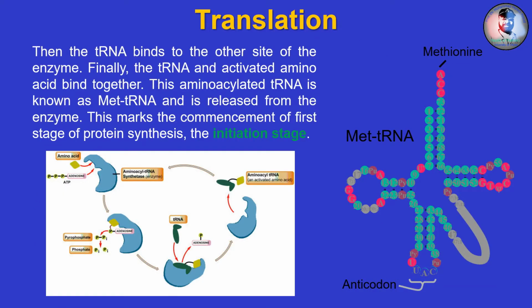Then the tRNA binds to the other side of the enzyme. Finally, the tRNA and activated amino acid bind together. This aminoacylated tRNA is known as MET-tRNA and is released from the enzyme. This marks the commencement of the first stage of protein synthesis, the initiation stage.